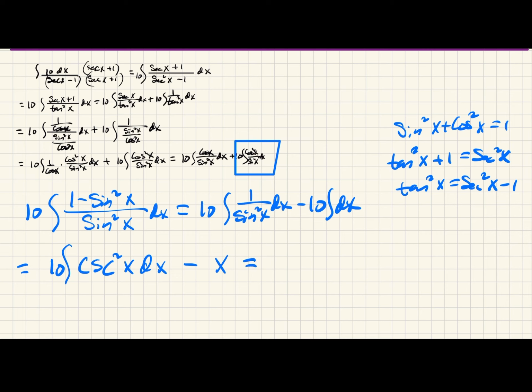So, what's the integral of cosecant squared? Negative cotangent. Okay, so we have minus 10 cotangent x minus x. Now I'm going to put my plus C. Okay, so there's the second one.